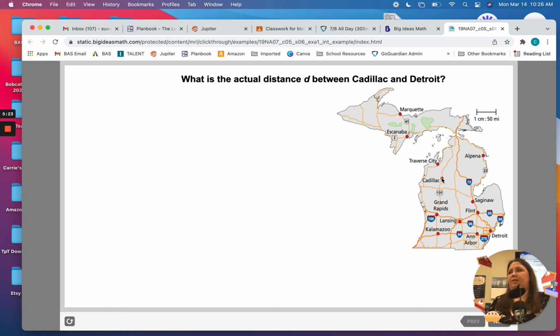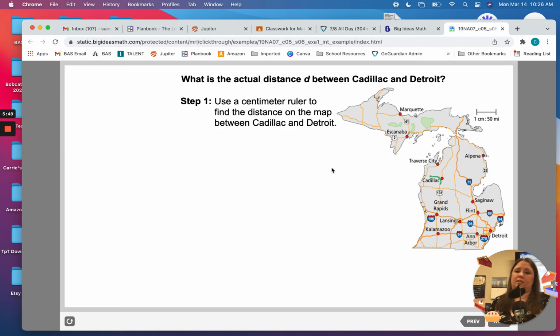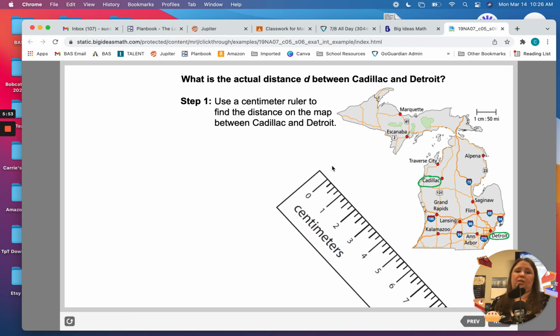Okay, how would you find the actual distance? Miles. 1 centimeter. Okay, this is your scale factor right here. If I were to take a ruler and measure from Cadillac to Detroit, I would get a certain number of centimeters, right? Then I would take those centimeters and multiply it times 50 to see how many miles it was. All right, so let's look at this. So I'm gonna take a centimeter ruler to find the distance.